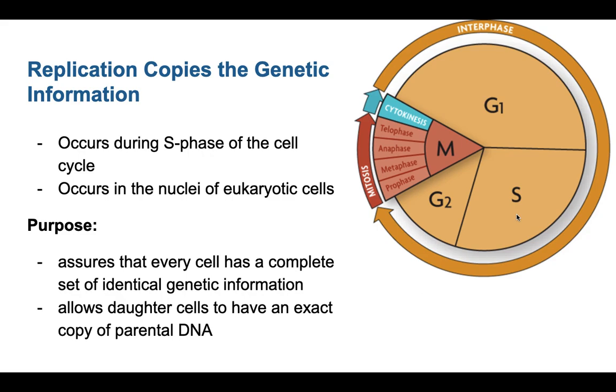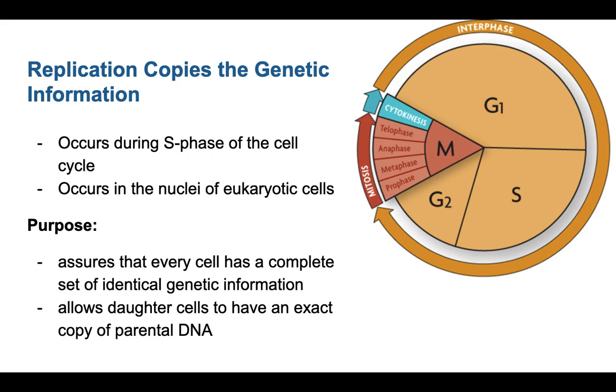And it takes place inside the nucleus of eukaryotic cells. The reason why we say eukaryotic here is because if you remember, prokaryotic cells do not have a nucleus, right? So replication will not happen in the nucleus of prokaryotic cells. In prokaryotic cells, replication happens in the cytoplasm. However, for our cells, for eukaryotic cells, we have a nucleus, and that is where replication will take place.